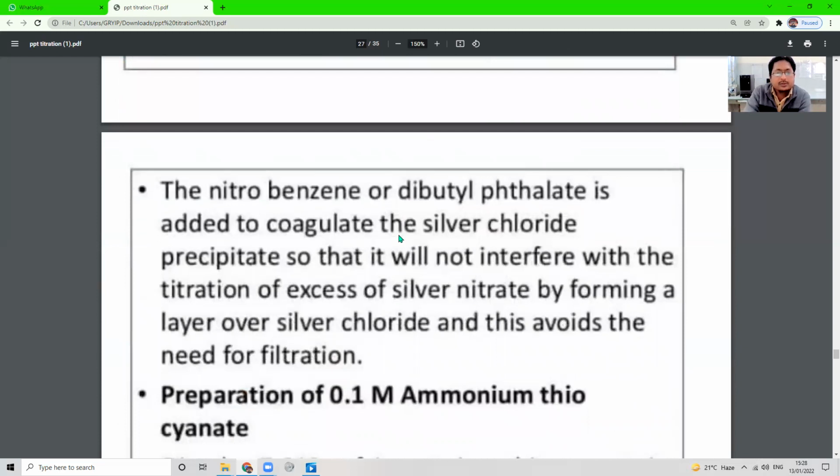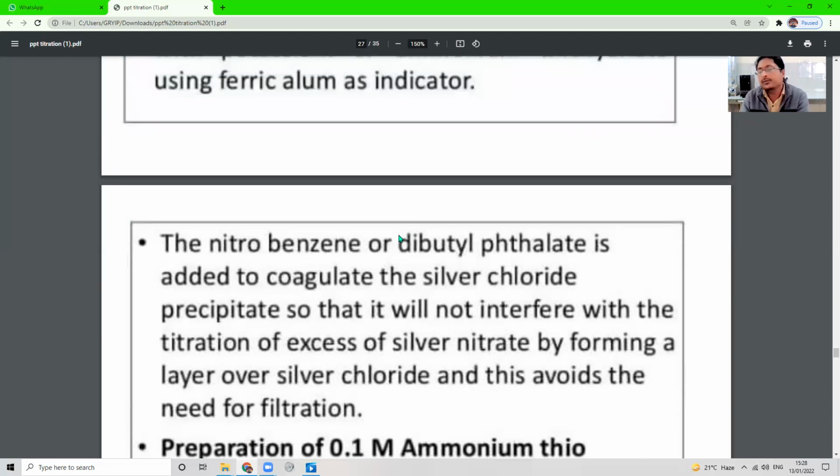Why are these materials used? The nitrobenzene and dibutyl phthalate are added to coagulate the silver chloride precipitate so that it will not interfere with the titration of excess silver nitrate, by forming a layer over the silver chloride, and this avoids the need for filtration. So this is all about the Mohr method and the Volhard method.